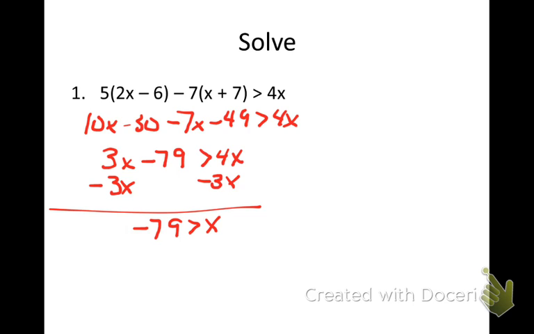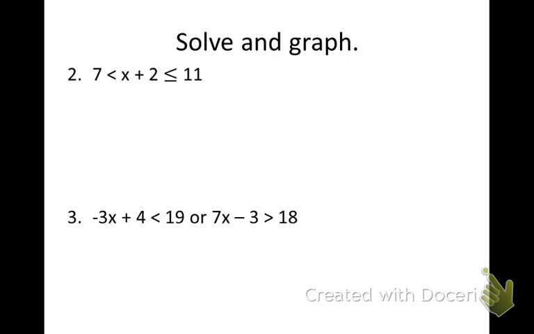The next one, though, does tell me to solve and then graph on the number line. And this is a compound inequality, so we have to remember that this is an and when the and isn't written in, so we have to break it down into its two parts. 7 is less than x plus 2, and x plus 2 is less than or equal to 11.